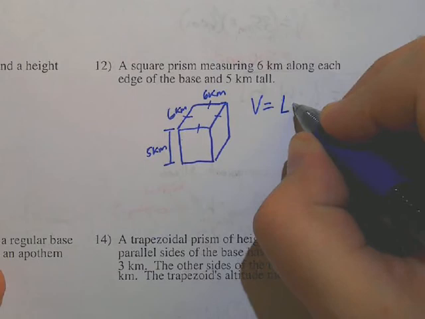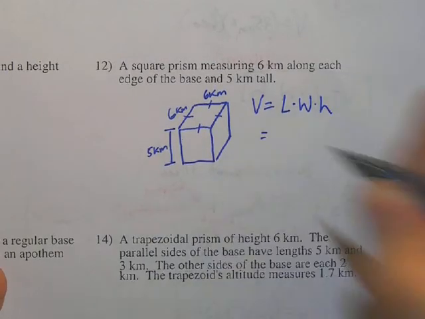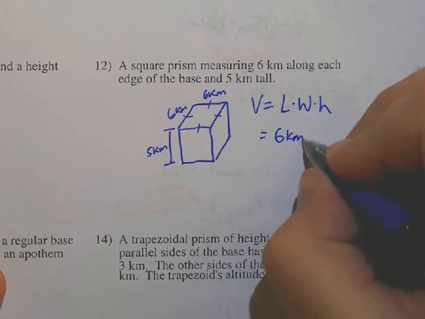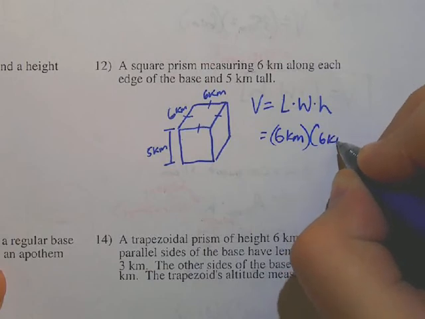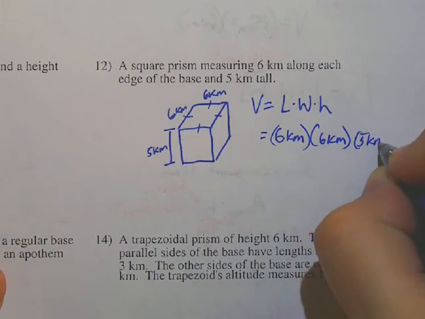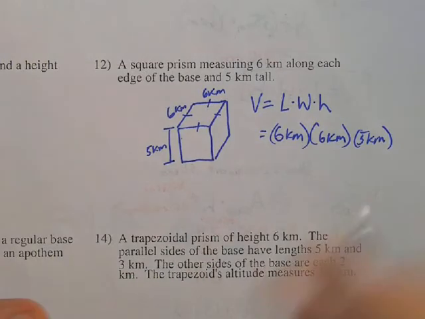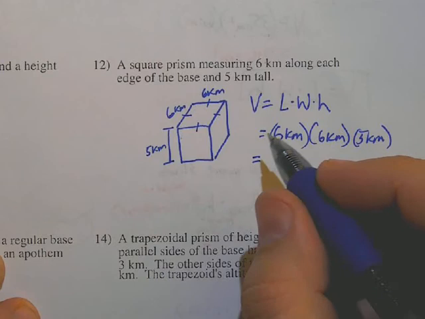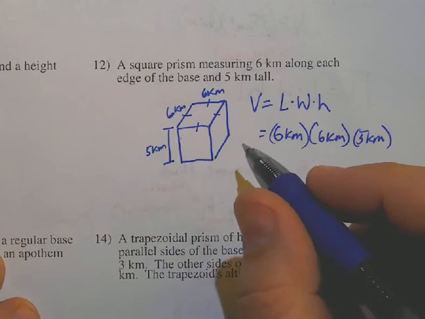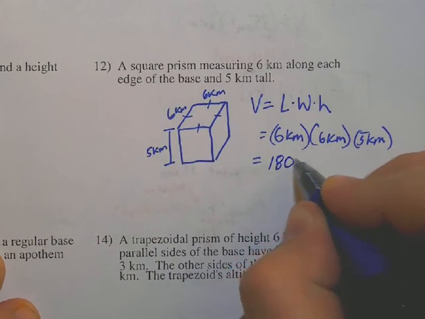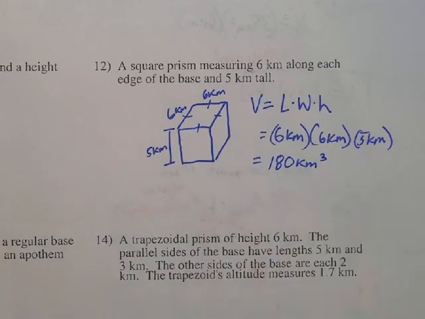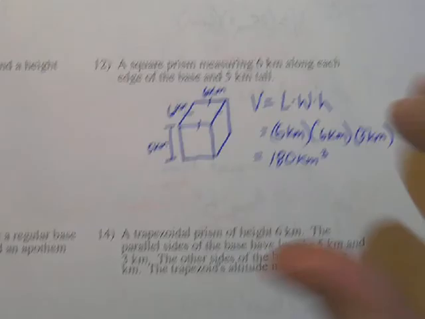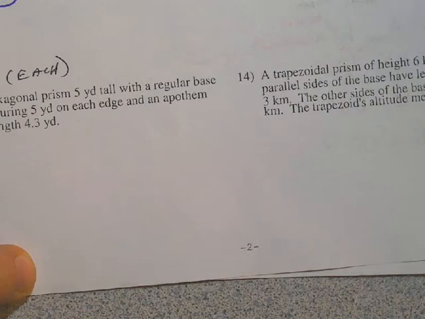Okay, and so we can go back to that volume formula that we said was area of the base times the height. So that's 6 times 6 times the height. Or we could say it's length times width times height. I kind of like that formula. So that's 6 kilometers times 6 kilometers times 5 kilometers. And that's going to be 30 times 6, which is 180 kilometers cubed. Okay.